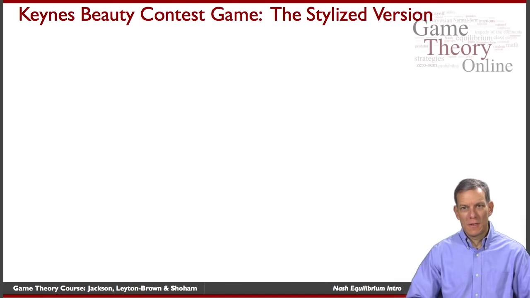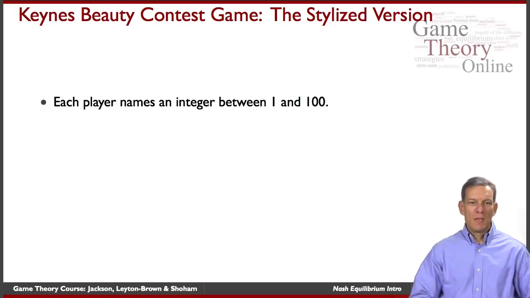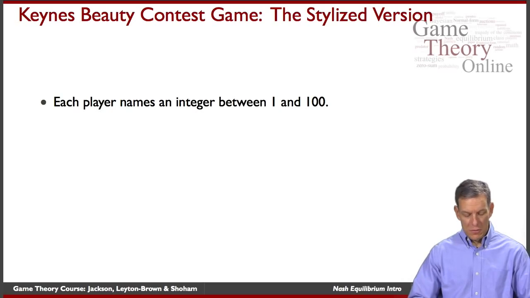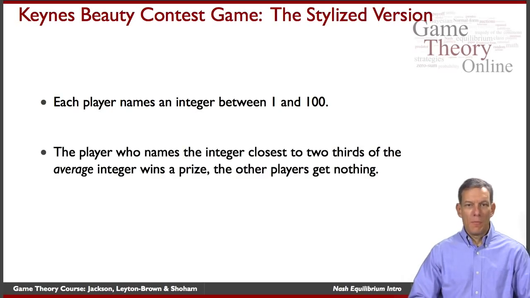Now this is represented by a very simple game that is played by many people. What does this game look like? Each person gets to name an integer between 1 and 100. It has to be an integer: 1, 2, 3, etc. Players move simultaneously, and the player who names the integer that's closest to 2/3 of the average integer wins a prize. The other players get nothing.